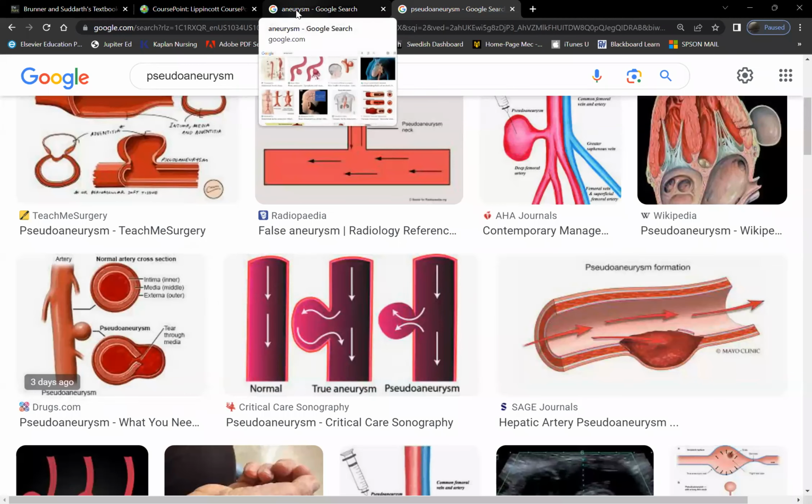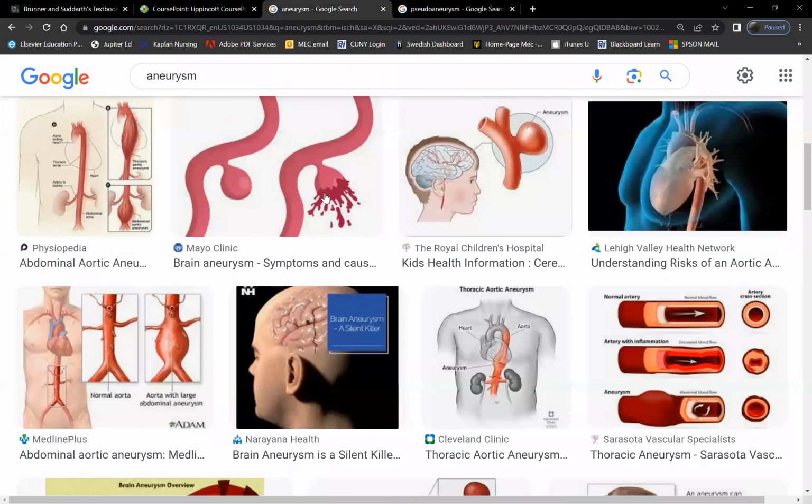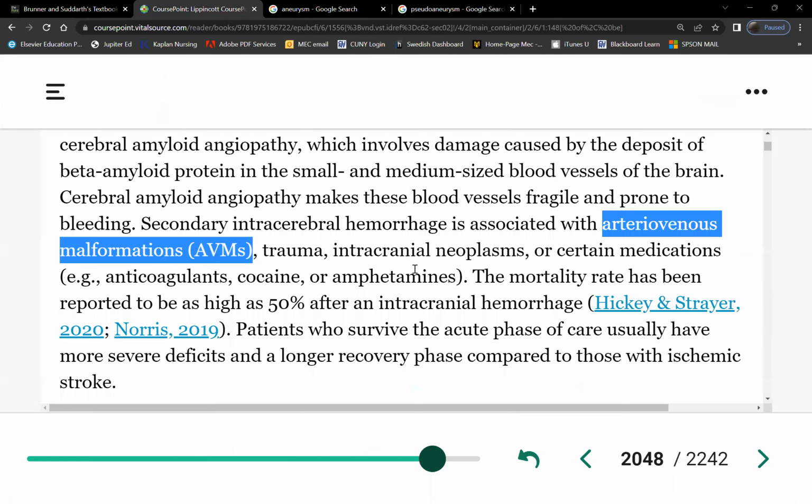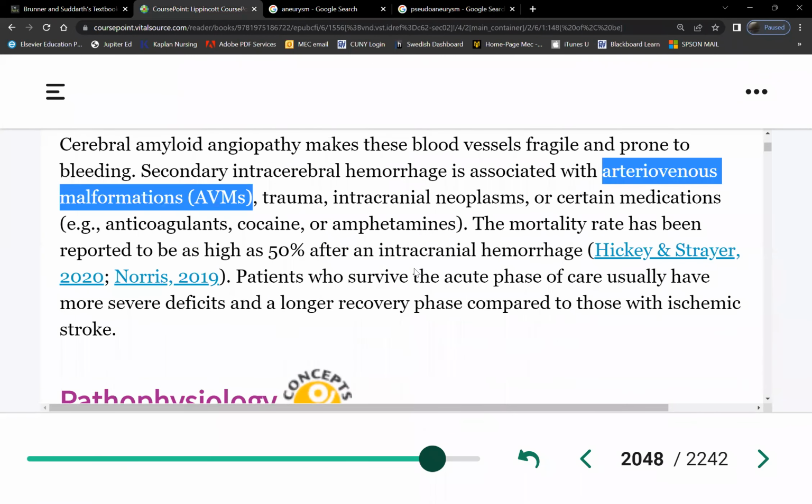Those don't cause a hemorrhagic stroke. So the AVMs and aneurysms are the ones that do. Hemorrhagic stroke has a higher mortality compared to ischemic because this involves bleeding.